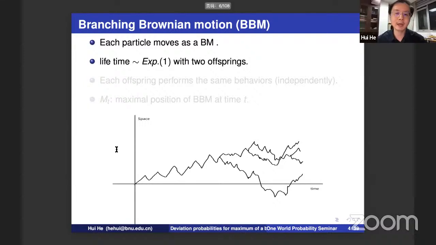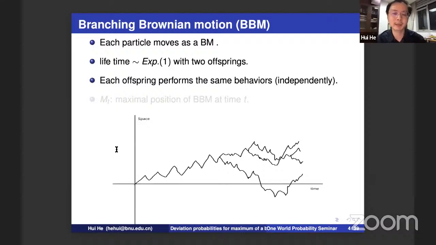So when the lifetime ends, it will have 2 offsprings left. And then each offspring will perform the same behaviors. That is, each offspring moves as a Brownian motion, and each offspring also has a random lifetime distributed as exponential 1, okay? So look at this ugly picture. I know that there are many nice pictures in Bastien's, okay? So I drew this picture by mouse. I'm sorry for that.